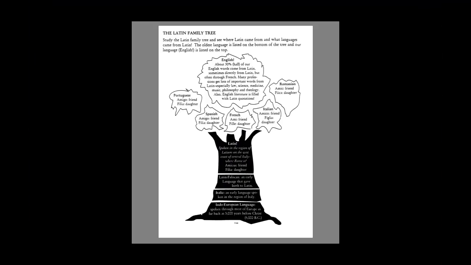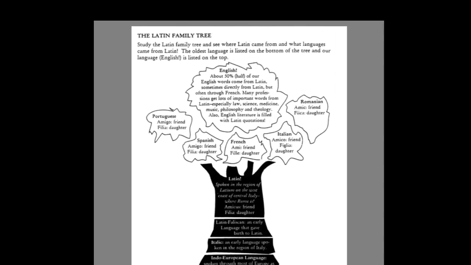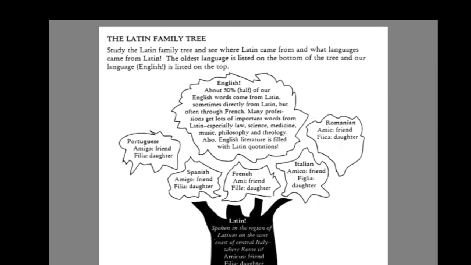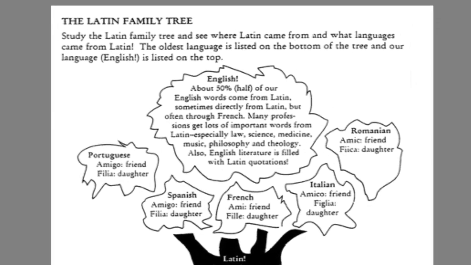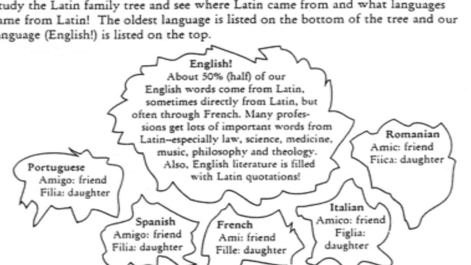You still hear the echoes of Latin in our modern languages, because human language evolves over time. So Latin became Portuguese and Spanish and French and Italian and Romanian, the Romance languages, which then evolved into forms of English, and about 50% of our words derive from Latin.